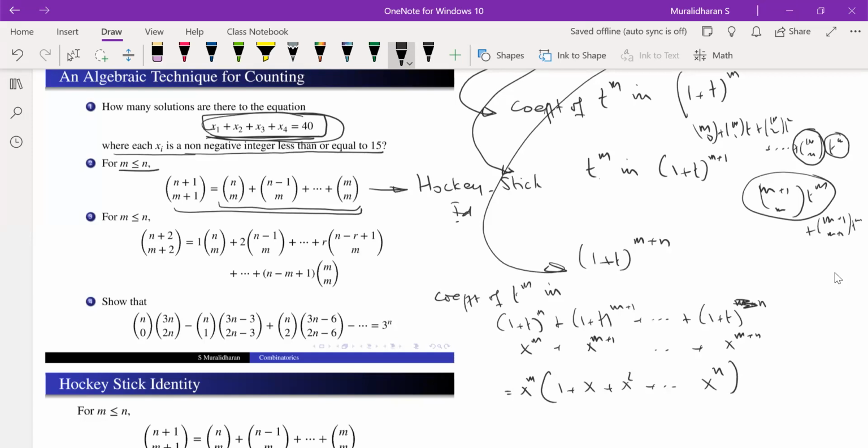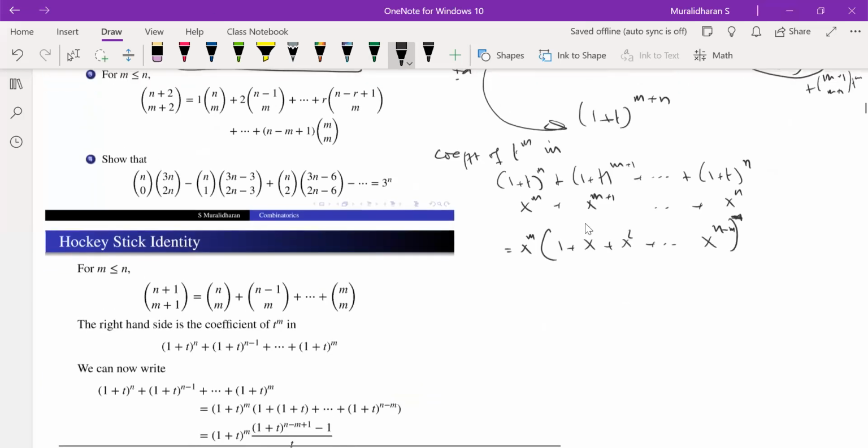Okay, now I get this. That's correct. I can do this. So this is my up to n, this is also up to n. So what will happen here is that I have my x power m. If I take it out, it will be x power n minus m, isn't it? So I can take x power m as common on all these terms. I get x power m into 1 plus x plus x square up to x power n minus m.